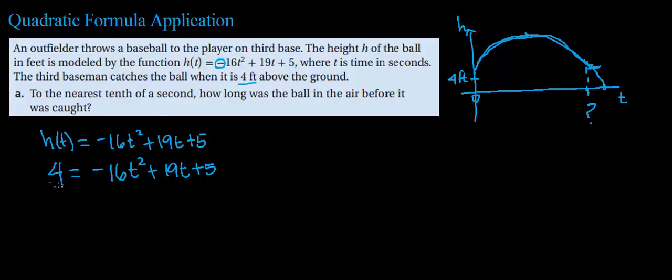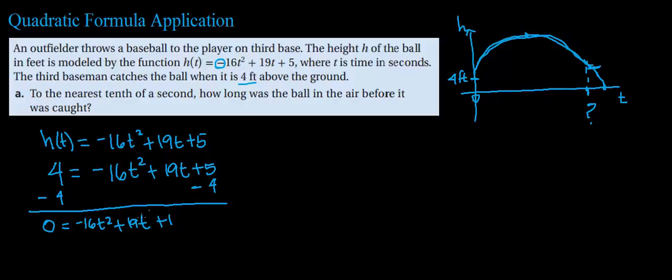Before I do that, I'm going to take this 4 and join it with this 5 so that all of my terms are on the same side of the equal sign. So I'm going to subtract 4 from each side, and this becomes 0 is equal to negative 16t squared plus 19t plus 1. And now I'm going to identify that a is equal to negative 16, b is equal to 19, and c equals 1. And I'm going to plug these values inside the quadratic formula.